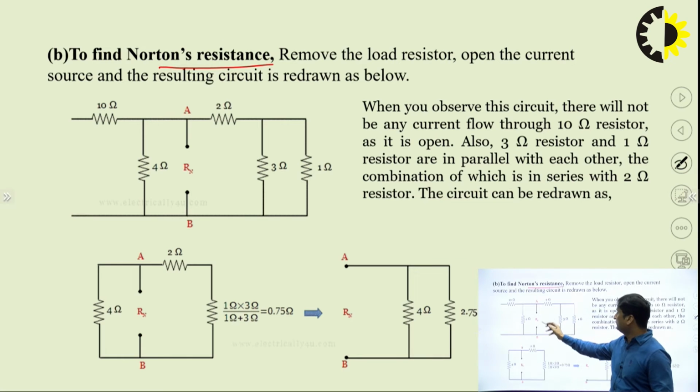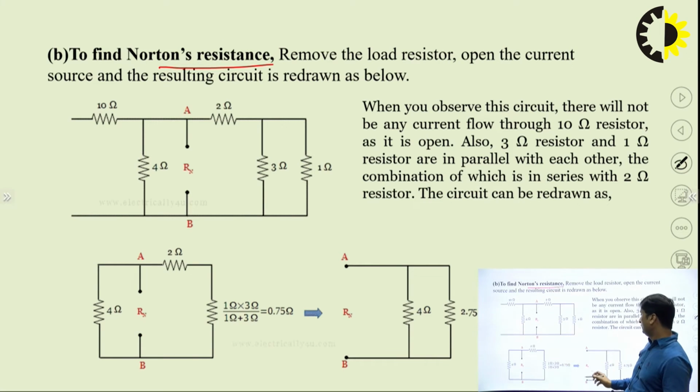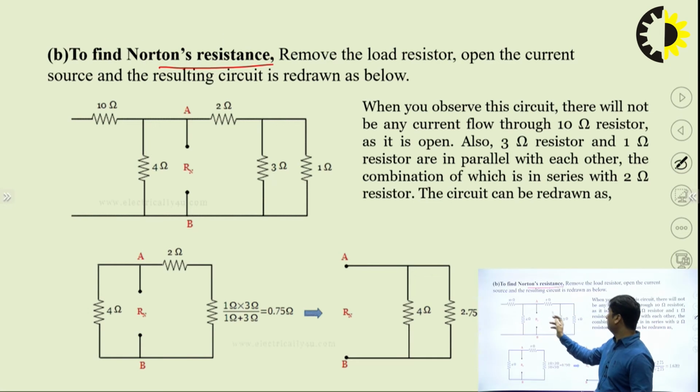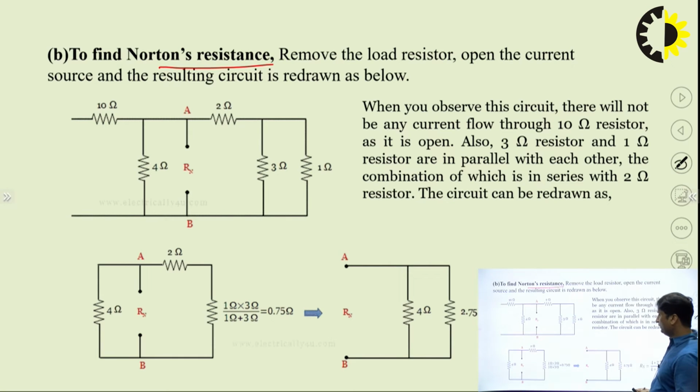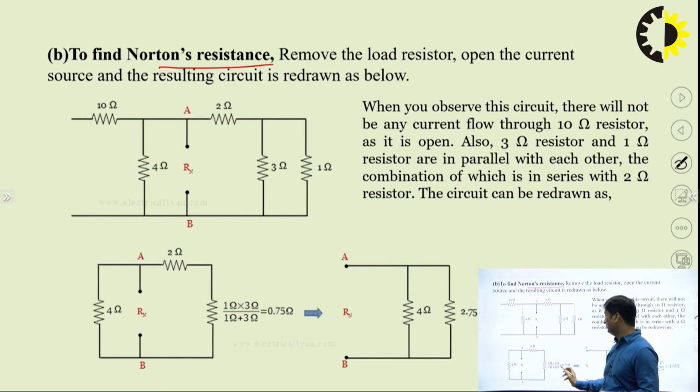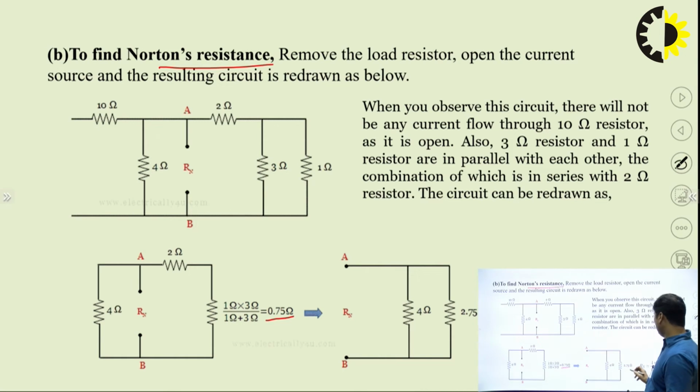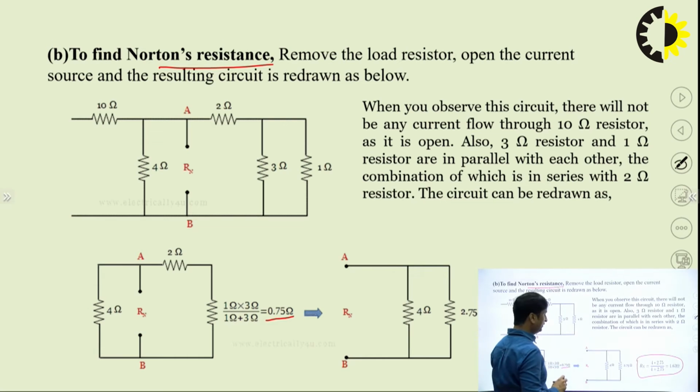you can see that this resistance is given by the combination of this 3 and 1 in parallel, which is in series with 2, and which is in parallel with this 4. So ultimately you can calculate that this is 2 plus 2.75. So Rn must be equal to 4 in parallel with 2.75. So the Norton resistance can be calculated like this.